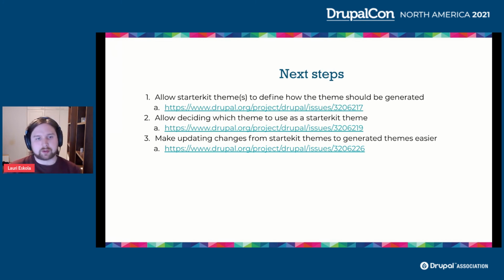And one of the hard problems that I mentioned on the previous slide is also a beta blocker for this. So something that we need to solve, at least on some level, before we can get it in core, is to make updating changes from starter kit teams to generated teams easier. And as part of that, we need to decide how much effort we want to put into that. How much do users expect to update their generated teams from starter kit teams?